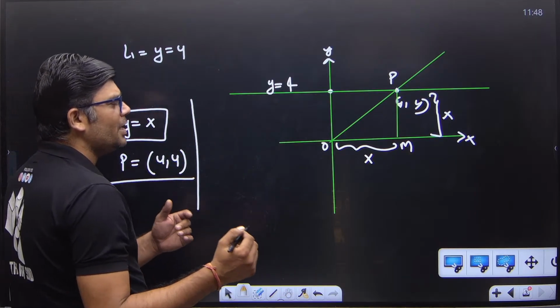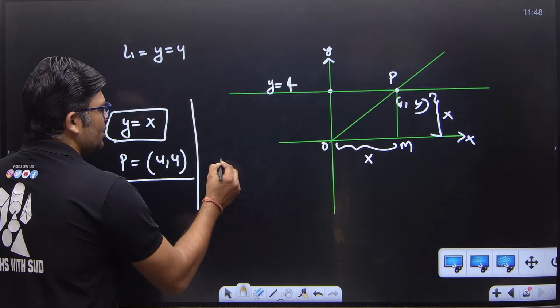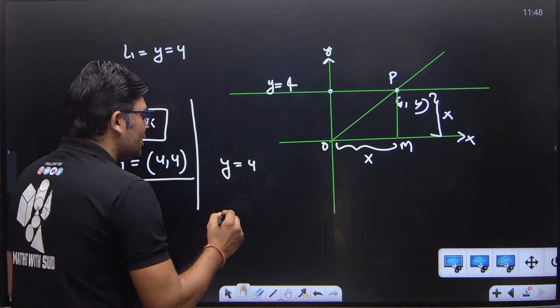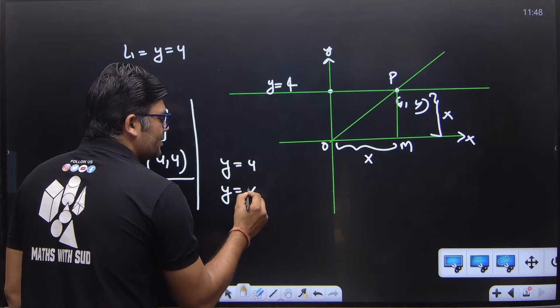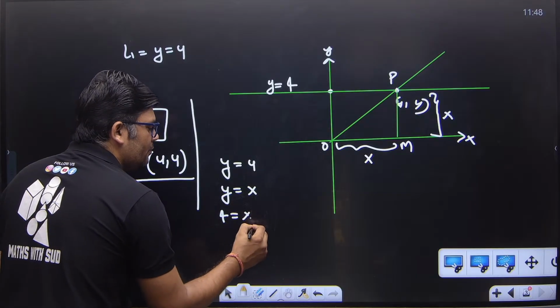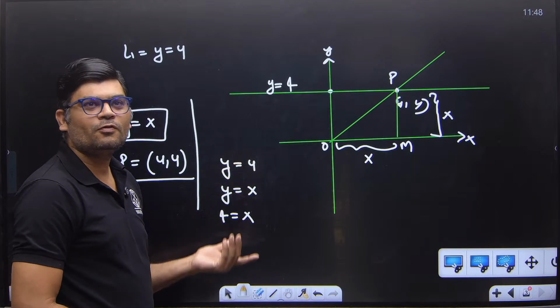And no need to do that. You can find the solution using the pair of linear equations. See this. In one equation you have y is equal to 4, right? In the other equation you have y is equal to x. So if you substitute y is equal to 4, what x will be equal to? 4 only. So the point is 4 comma 4, that's it.